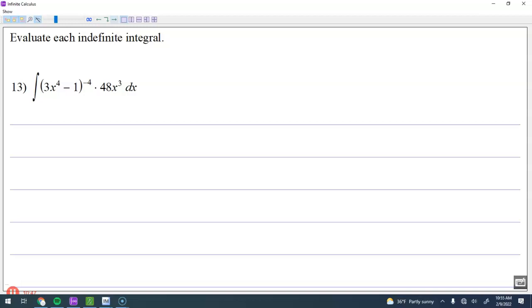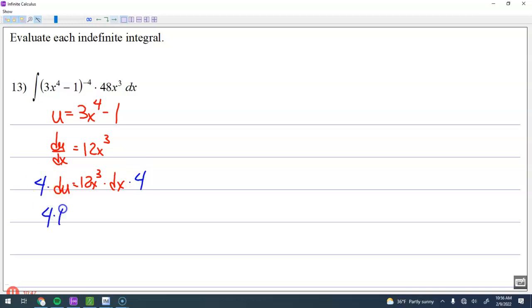Okay, so if I'm doing 13, I set u equal to the little guy, so 3x to the 4th minus 1. du over dx is then 12x to the 3rd, which means du equals 12x to the 3rd times dx. But it's not supposed to be 12x to the 3rd, it's supposed to be 48x to the 3rd. So to make that happen, I gotta multiply by 4 on both sides. So 4 du equals 48x to the 3rd times dx.